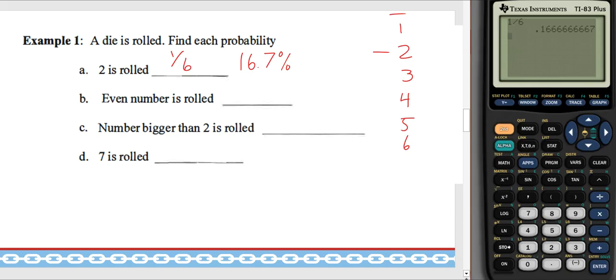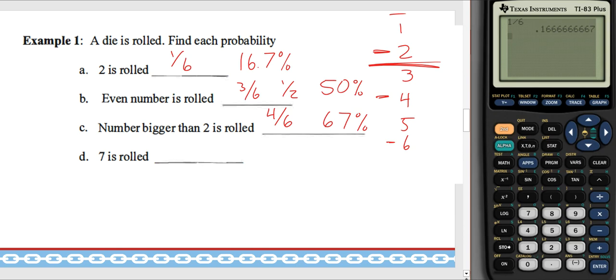Part B, what is the probability that an even number is rolled? Well, 2, 4, and 6 are my even numbers, so I have a 3 in 6 chance, or a 1 in 2 chance, of rolling an even number. Equivalent fractions there, a 50% chance. Part C, rolling a number bigger than 2. I can draw a cutoff there. I have 4 outcomes that qualify as bigger than 2, so a 4 out of 6 chance, or a 2/3 chance. I could round that to the equivalent, 67%.